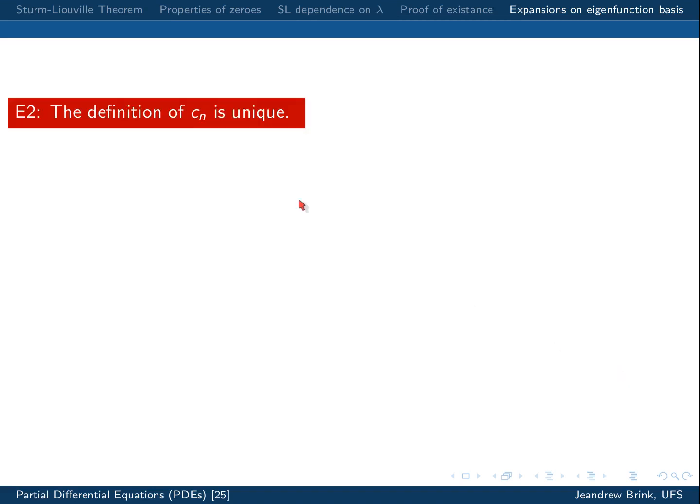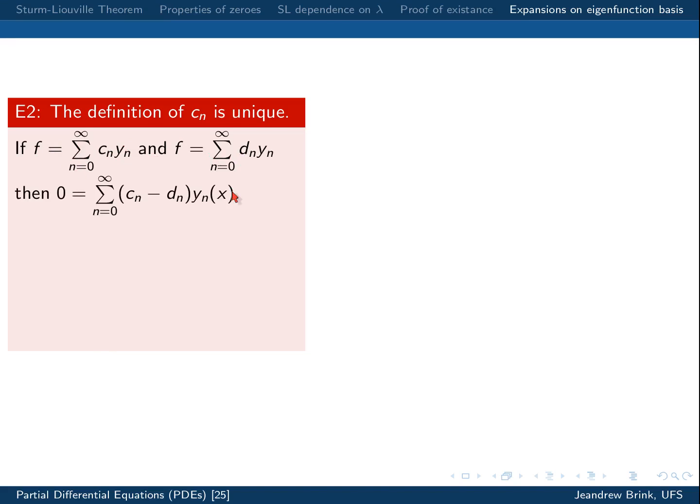Okay, so now the next result that's useful is that Cn is unique. In other words, suppose you have a function and you find one expansion for it. In other words, you get a series of numbers Cn, so that you write the function this way. If you were to get another series of numbers with the same set of basis functions, then the numbers would be the same. And the way you prove that is simply subtract these two expressions of f.